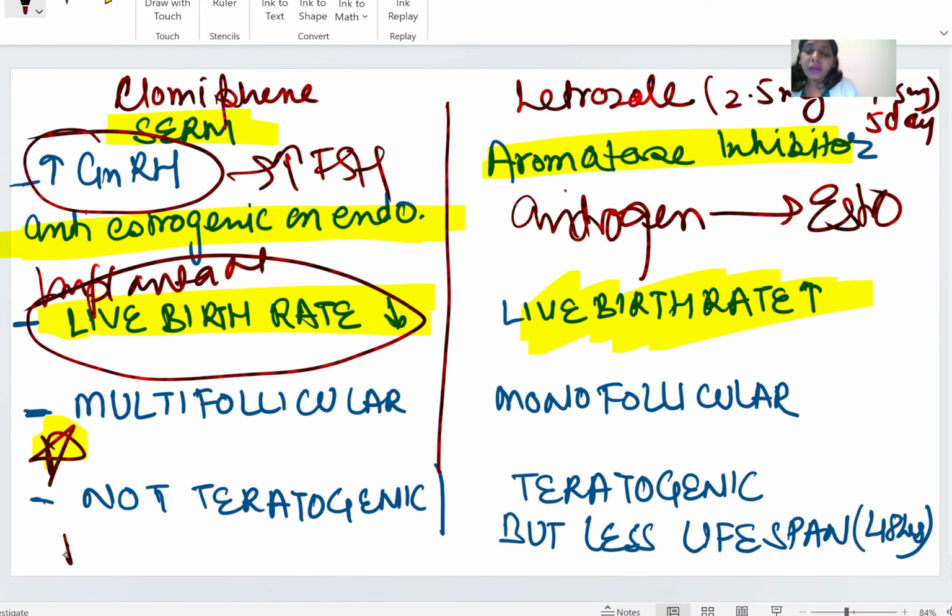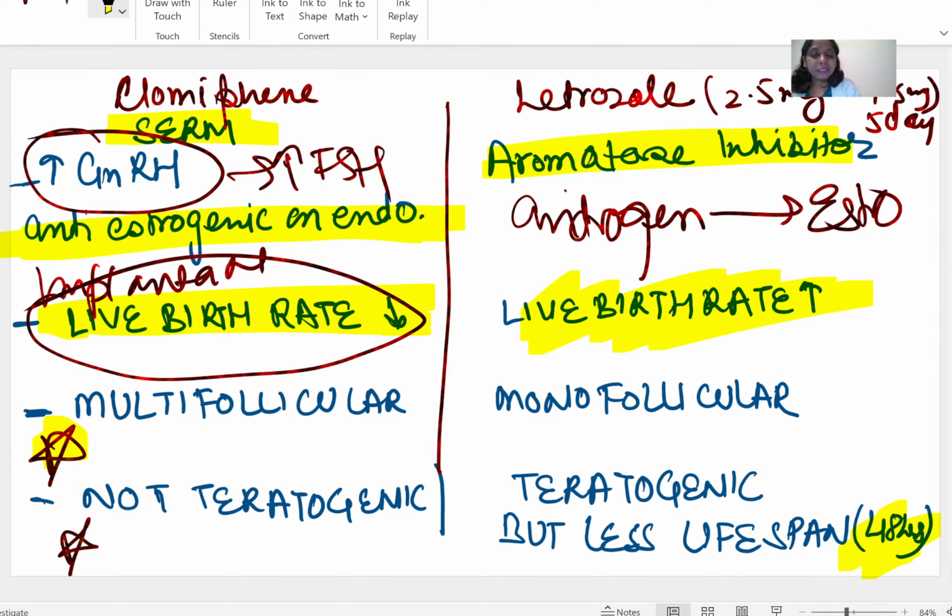Okay, then they were not teratogenic. This clomiphene was not teratogenic. Last year a question came: what is the half-life of letrozole? Why was it asked? Because letrozole itself is a teratogenic drug, but its half-life is very small, 48 hours. The fetus is formed at the 14th day, right? And we are giving this ovulation induction drug in the first 5 days. So by the time the fetus is formed, the letrozole has gone out of the body. That is why the half-life of letrozole was asked, because basically letrozole is a teratogenic drug.